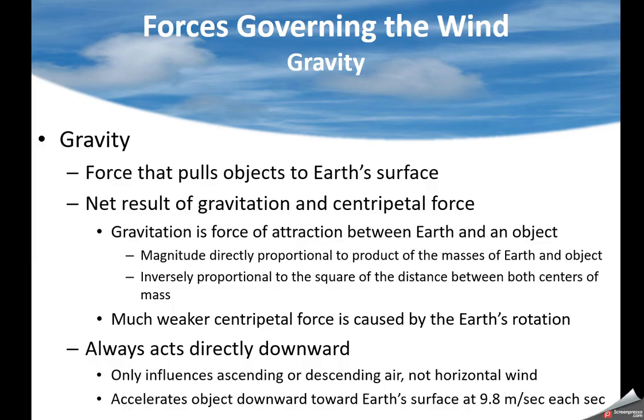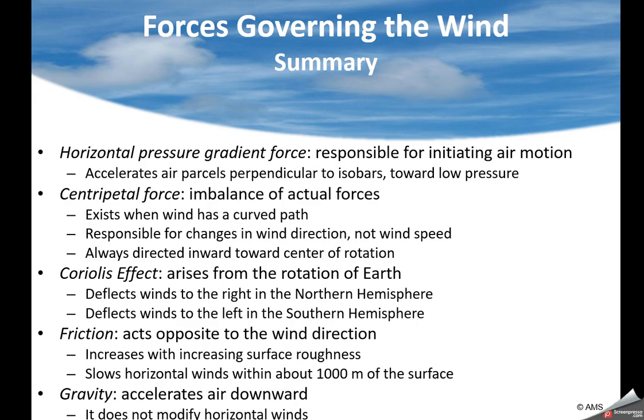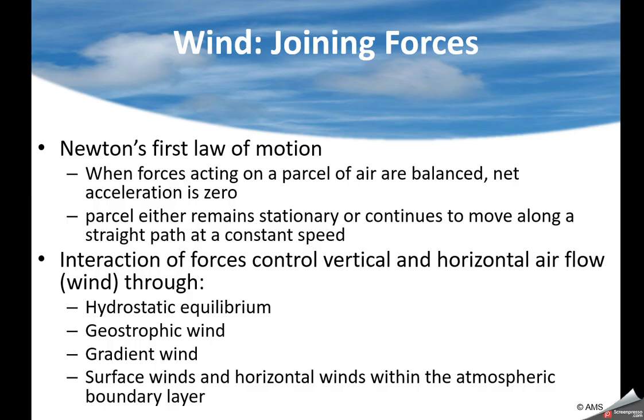Now, knowing we have gravity and all these different forces, and knowing some other things here with the first law of motion, which is that when the air is all balanced, the net acceleration will be 0, we came up with some simple equations and we named them. One of the simplest is hydrostatic equilibrium. Another one's geostrophic wind, gradient wind, and surface winds. So we're going to take a look at these forces and say how they interact to create this.